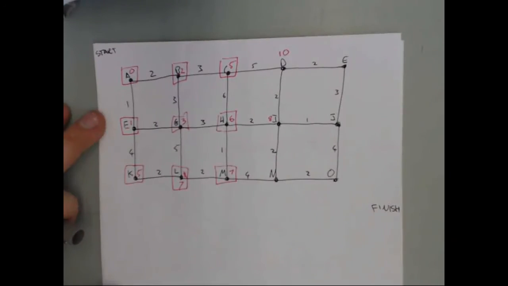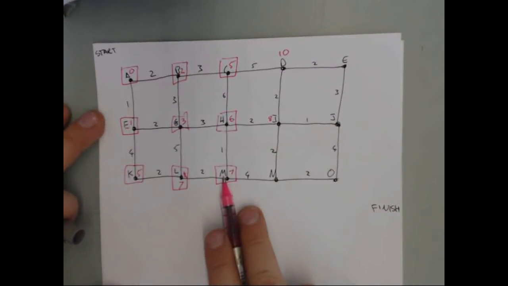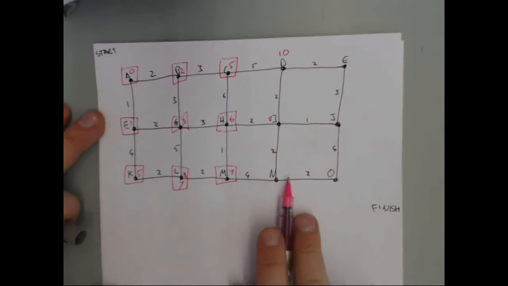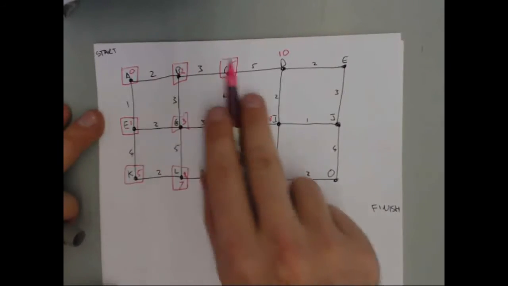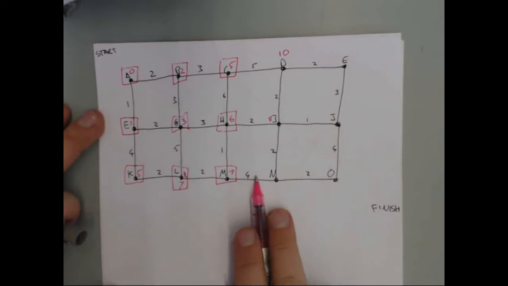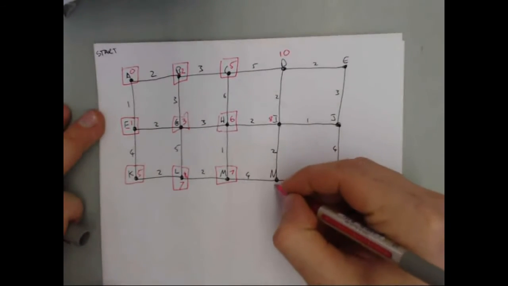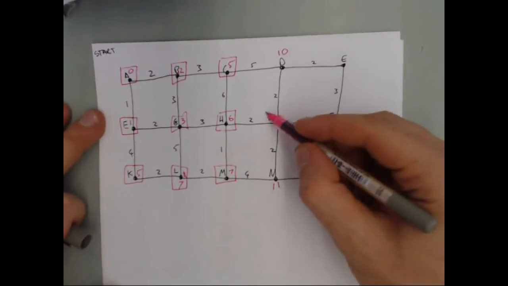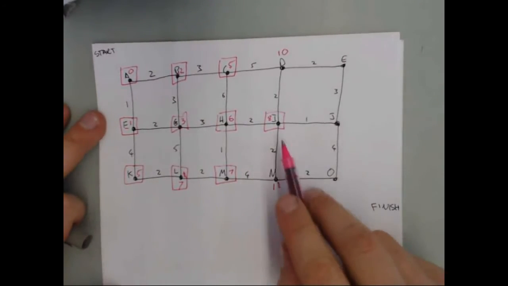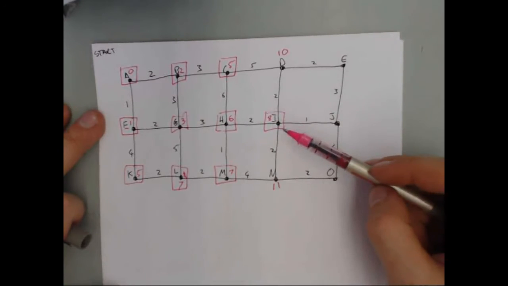So we box it. This node here, M, is only connected to this node here, N. The shortest way we can get to N via the set of boxed nodes is 7 plus 4. So we mark that with an 11. What's the smallest one now? This I. What's connected to I?